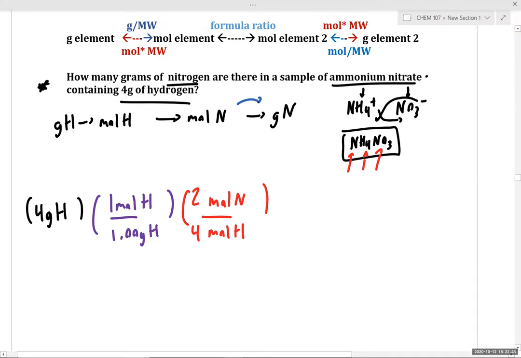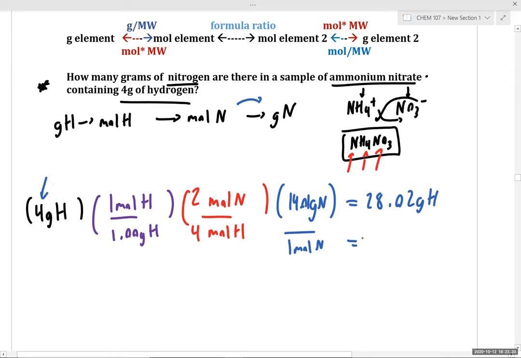Now we're going to convert from the moles of nitrogen to the grams of nitrogen. And how many grams of nitrogen are present in 1 mole of nitrogen? 14.01. Yep, exactly right. So we punch this into our calculator. So we take 4 times 2 divided by 4 times 14.01. And that gives us 28.02 grams of hydrogen that, because we have 1 sig fig, we just round to 30 grams of hydrogen.